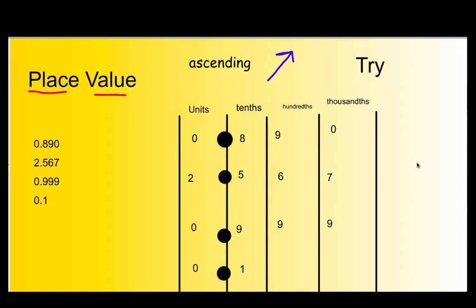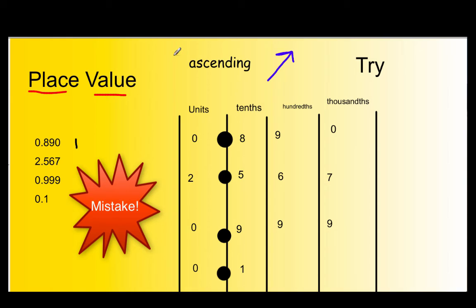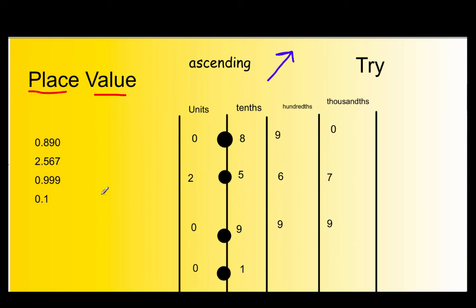Okay, and I hope that you're back and you should have had a place value columns. You should have had place value columns just like this with them in there, and then using this you should have been able to work out that 0.890 is your smallest number, so that would be number 1. Whoopsie daisy, that was very wrong. The answer would have been 0.1 is your smallest number, so that would be number 1.